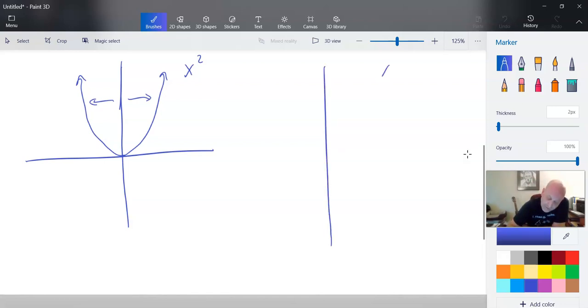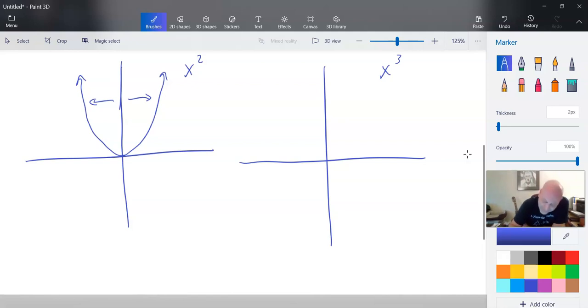X cubed, which I have always thought if I was going to be a rapper, that would be my name. That'd be X cubed. I kind of messed around with, thought maybe Math Daddy or something, Slope Dog. I don't know. Anyways, let's get back to this.